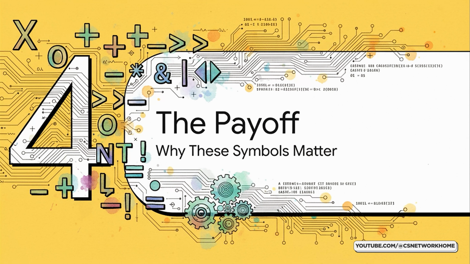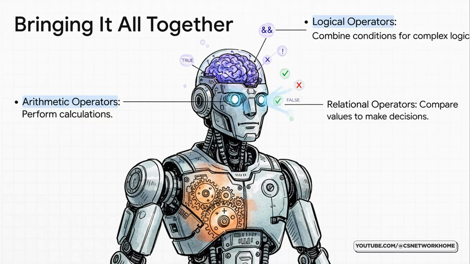So we've gone from simple math to comparing values to some pretty complex logic. But what's the big deal? What's the payoff here? Why do these little symbols actually matter so much? Let's put it all together. So here's the grand design.